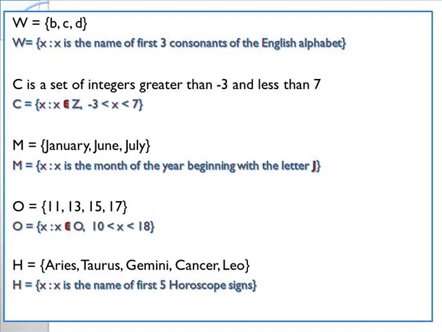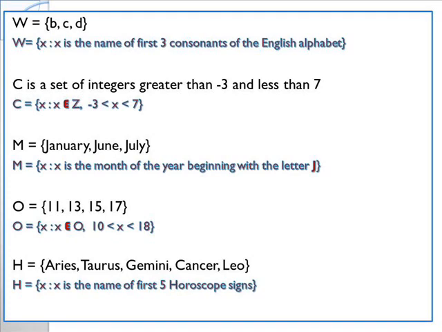Then we have C, a set of integers greater than -3 and less than 7. As we use the letter Z to denote integers, we will write C = {x such that x is an element of integers where x is greater than -3 and x is less than 7}.